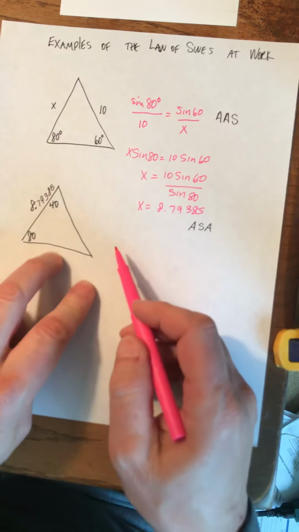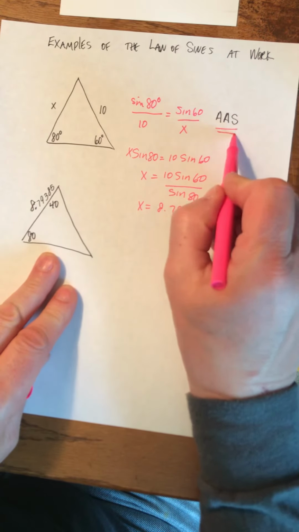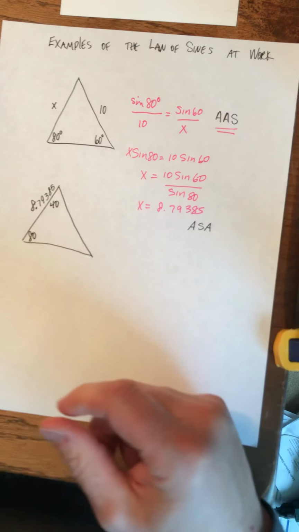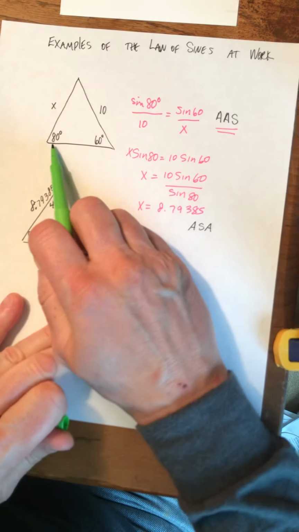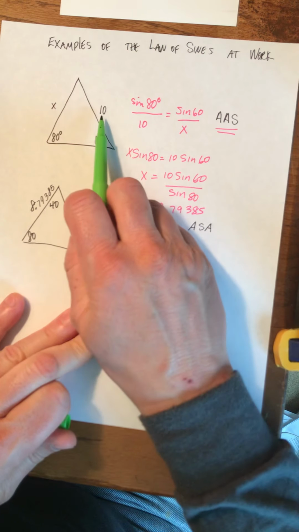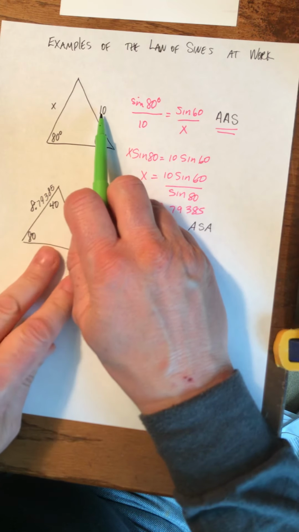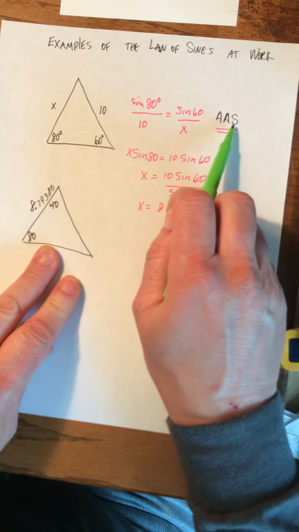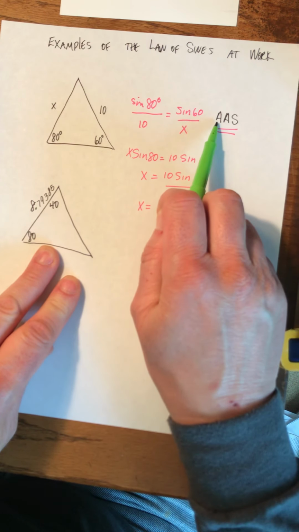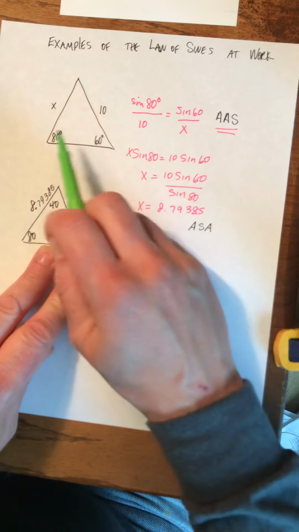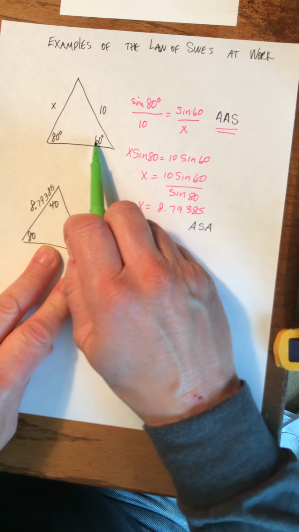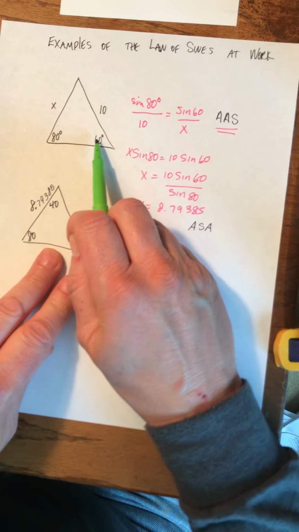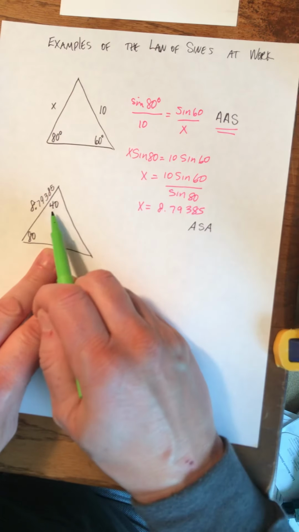That opposite side. This is what we call an angle-angle-side situation, where we're given two angles and a side that's not in between the two angles. The side is next to one of the angles but not next to the other one. If this is 80 and 60, that's 140 degrees. Subtract from 180, and that would automatically be 40 degrees.